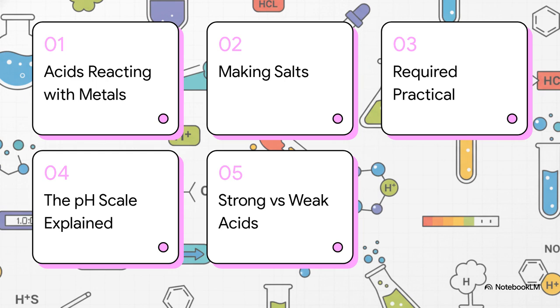All right, so here's our plan. We're going to follow the AQA specification pretty closely. First up, we'll look at how acids react with metals. Then, it's all about making salts through neutralization, and we'll walk through that all-important required practical. After that, we'll get our heads around the pH scale, and we'll finish up with the crucial topic just for you higher-tier students, the difference between strong and weak acids.